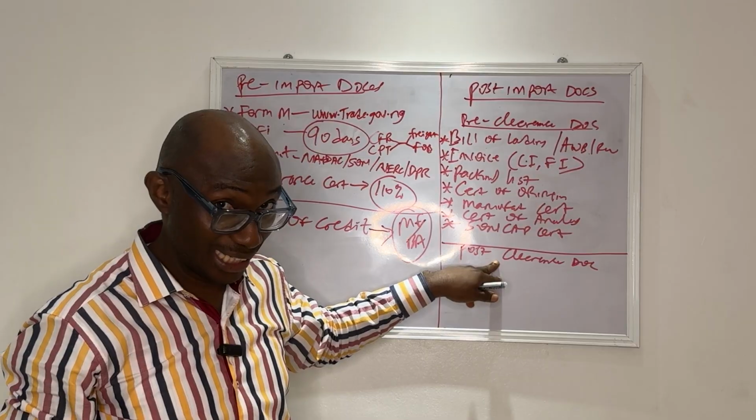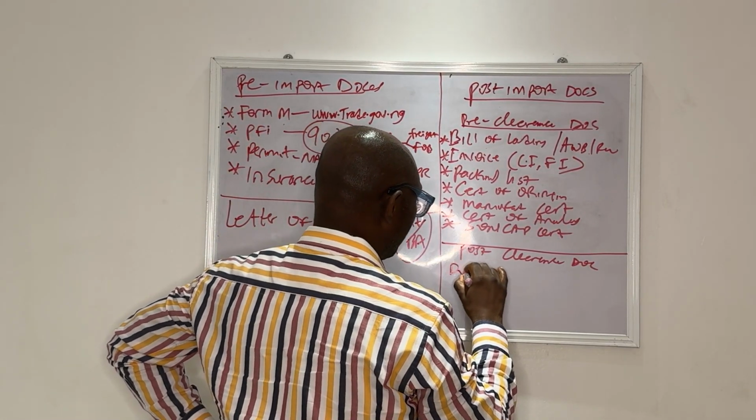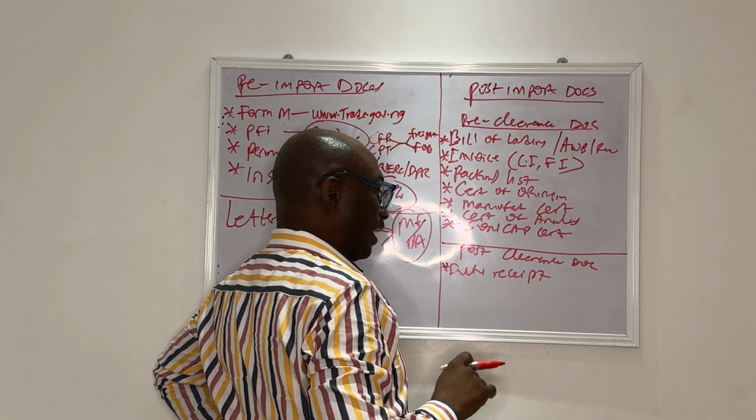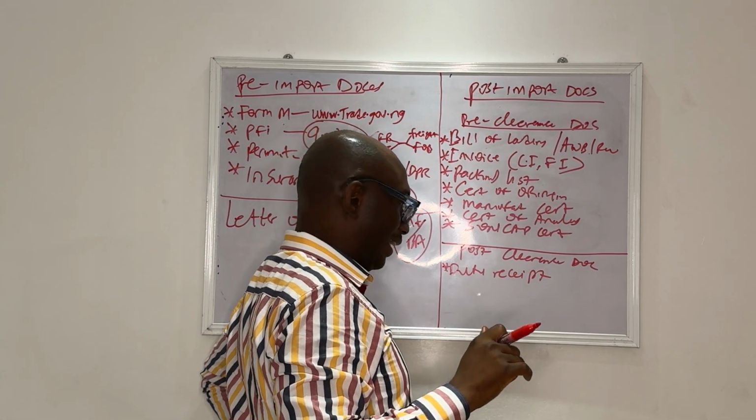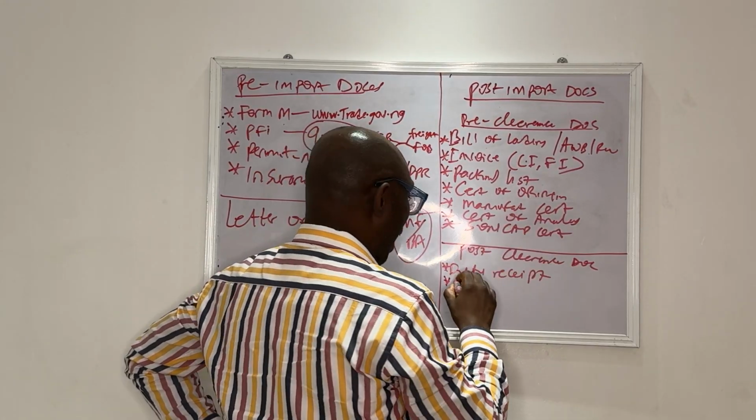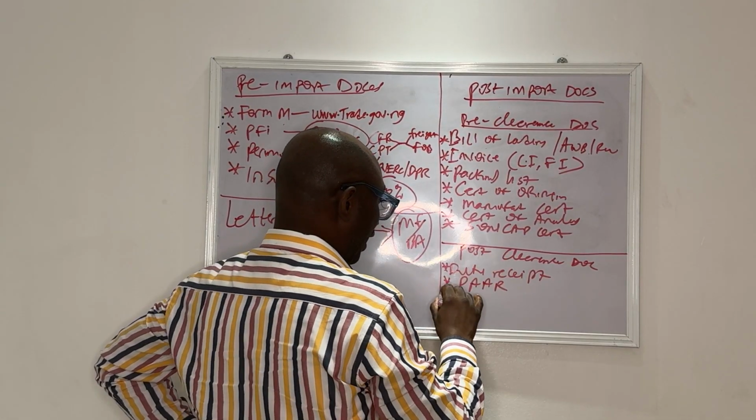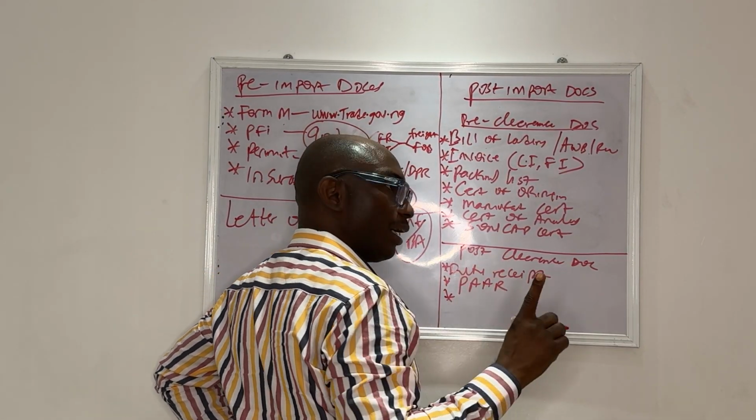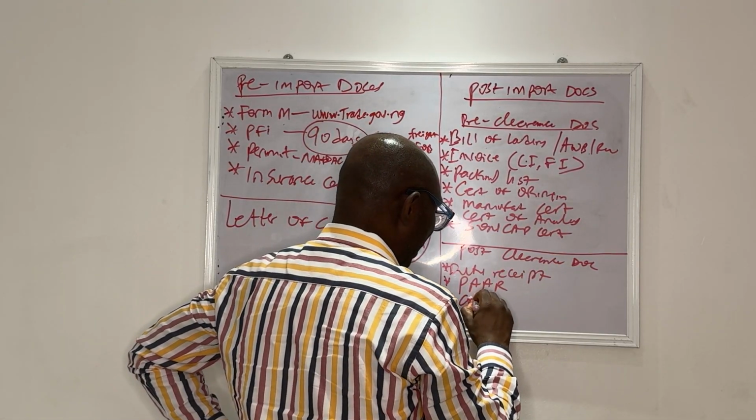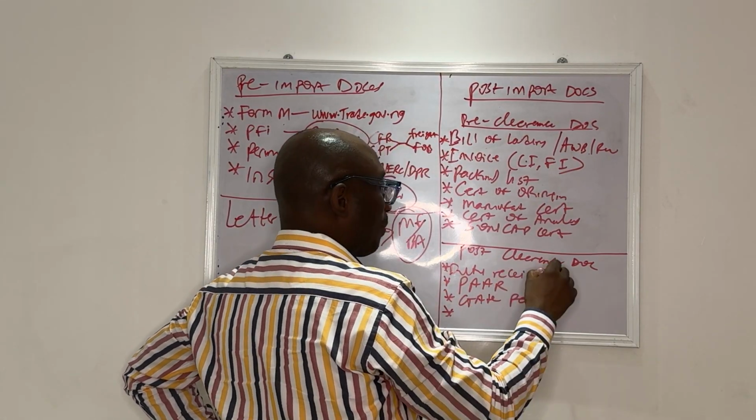After I've cleared in Nigeria, you will get some additional documents. In the course of clearing, you will get duty receipt. You will get pre-arrival assessment report. In the course of clearing, also you will get gate pass when you are leaving the port. Gate pass.